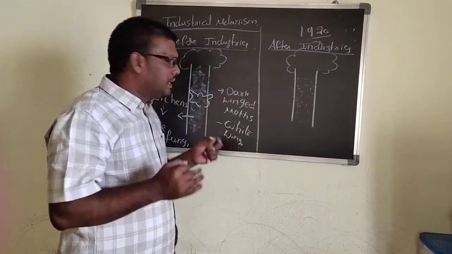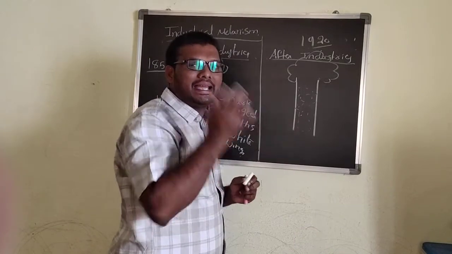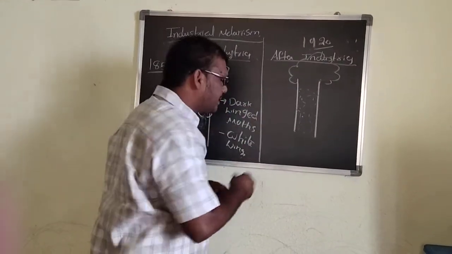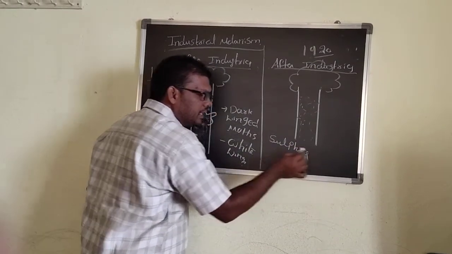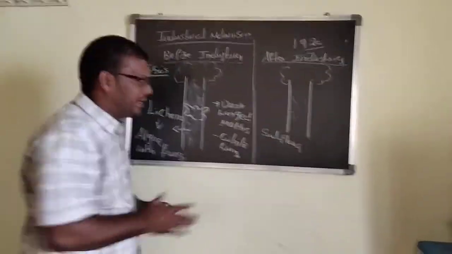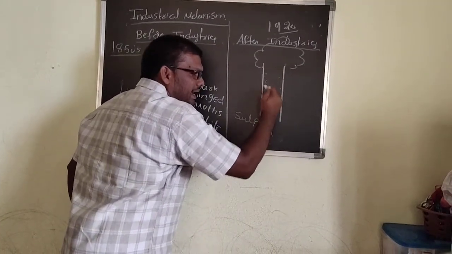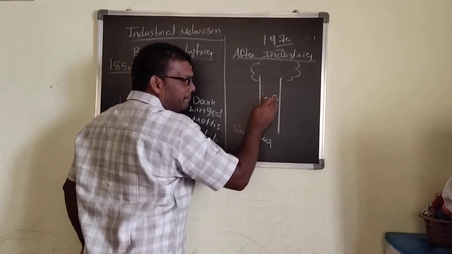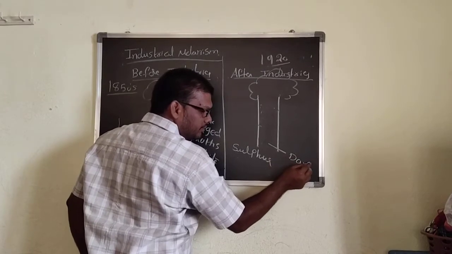Now lichens are not able to tolerate the dust particles. Why? Because from the industries, dust particles and sulfur compounds come outside. Due to these sulfur compounds, lichens are not able to tolerate, and they will be eliminated. That's why gradually the lichens will be eliminated. Now these dust particles accumulate on the bark, and the bark turns to dark color.